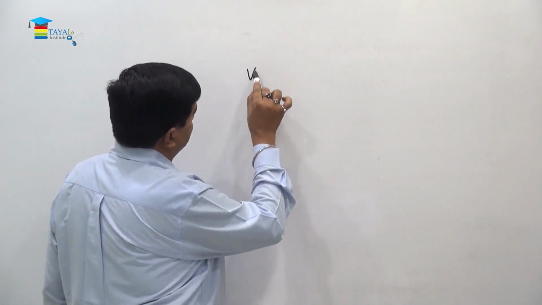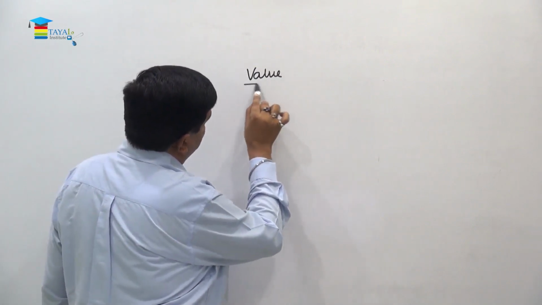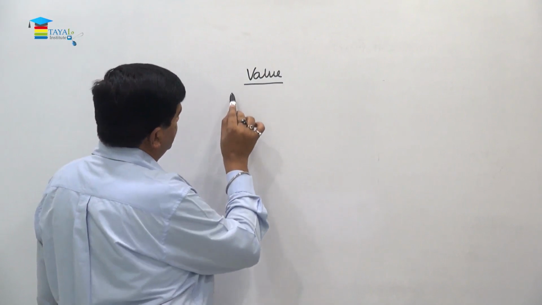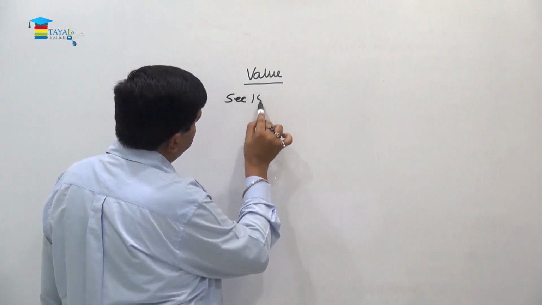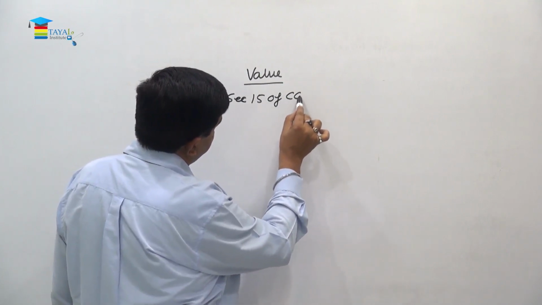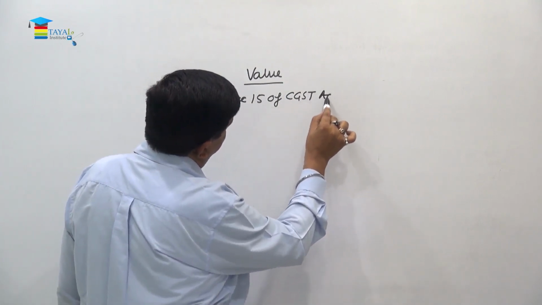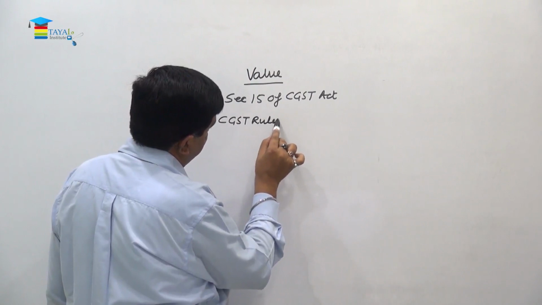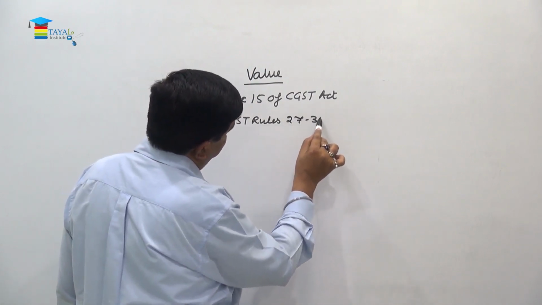So friends, now I'm here with a new topic, and this is the most important topic for any professional exam. Guess what is the topic? Maybe you are right. The topic is value. Value for the purpose of GST. And in this chapter, we are going to talk about section 15 of CGST Act, read with CGST Rules, rule number 27 to 35.